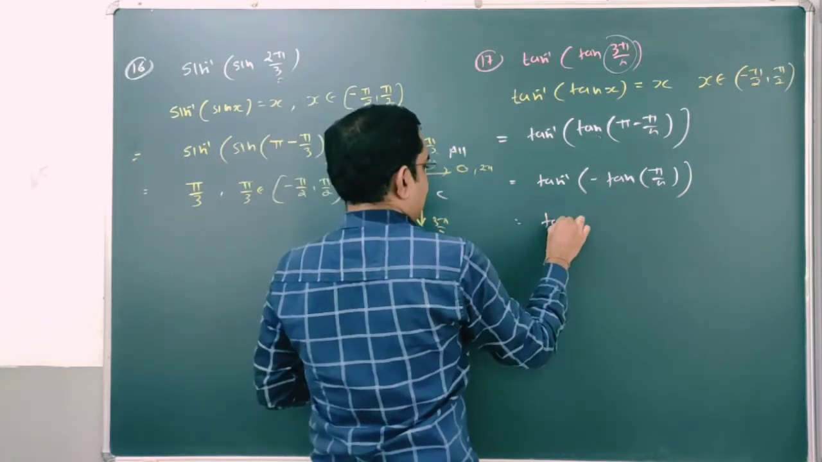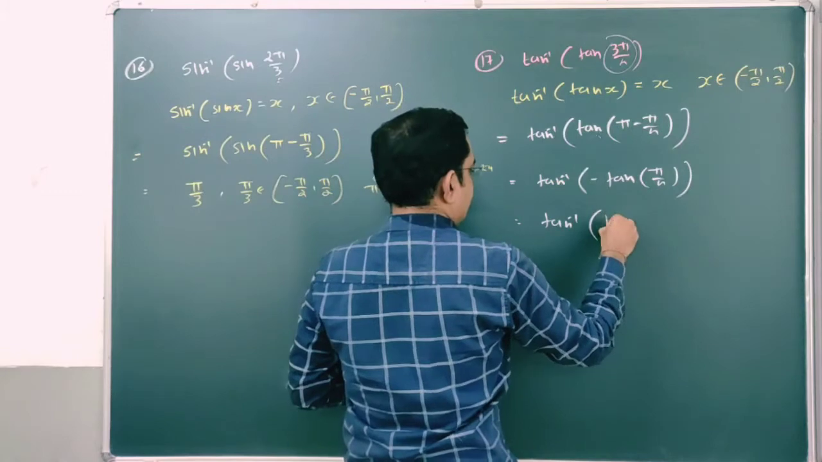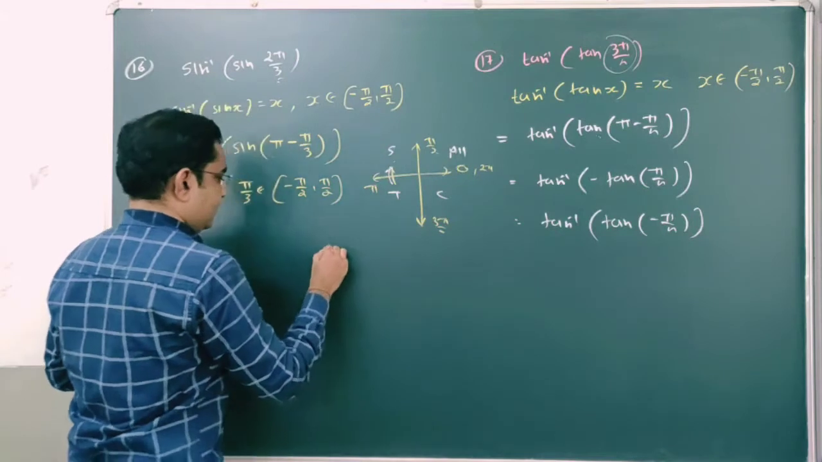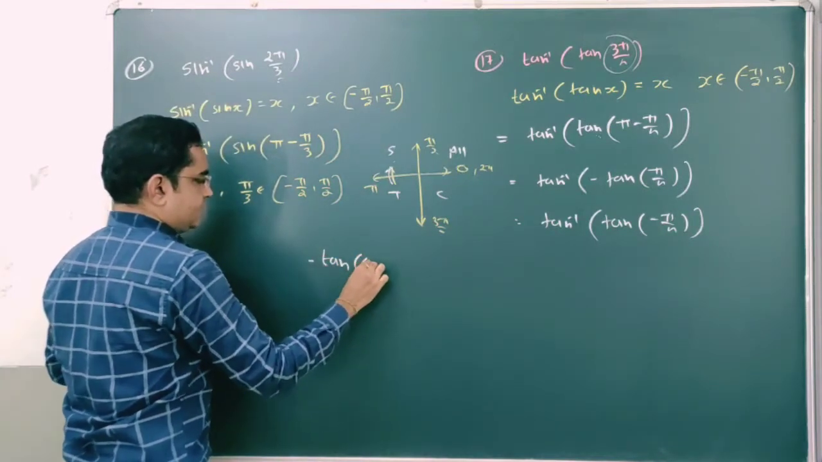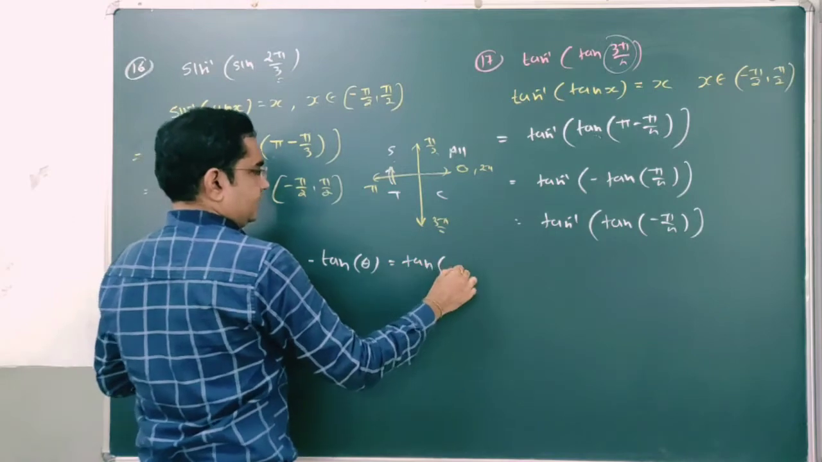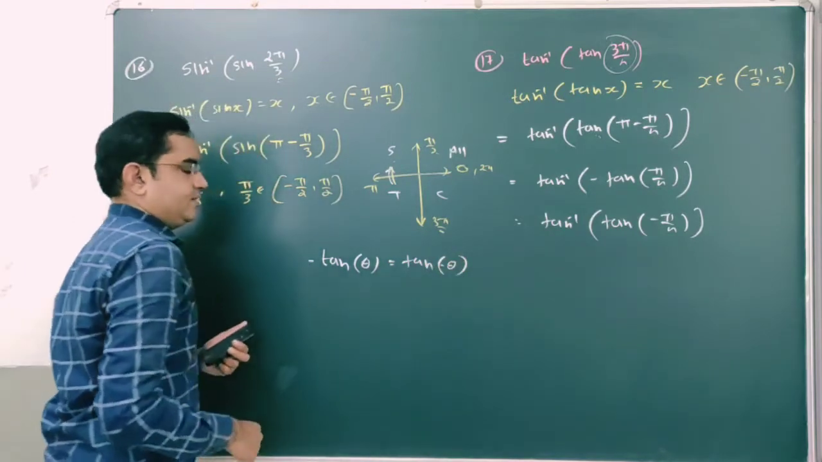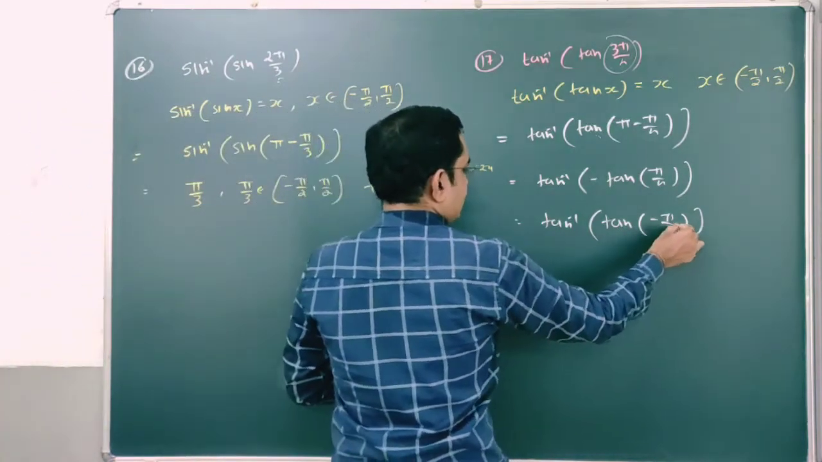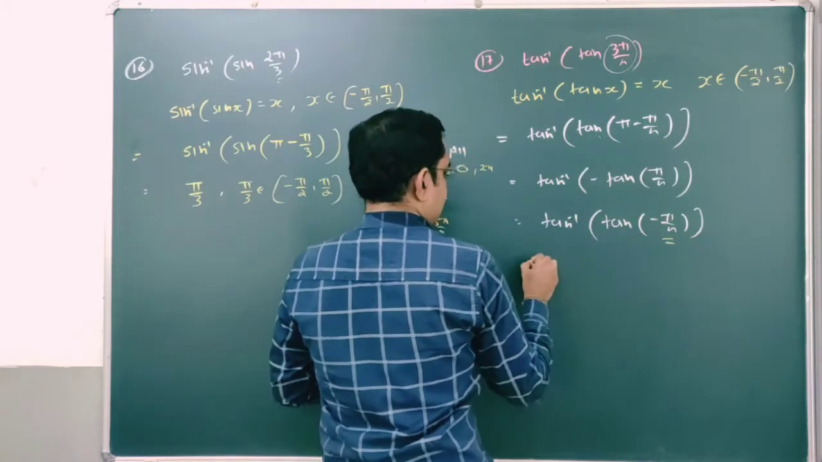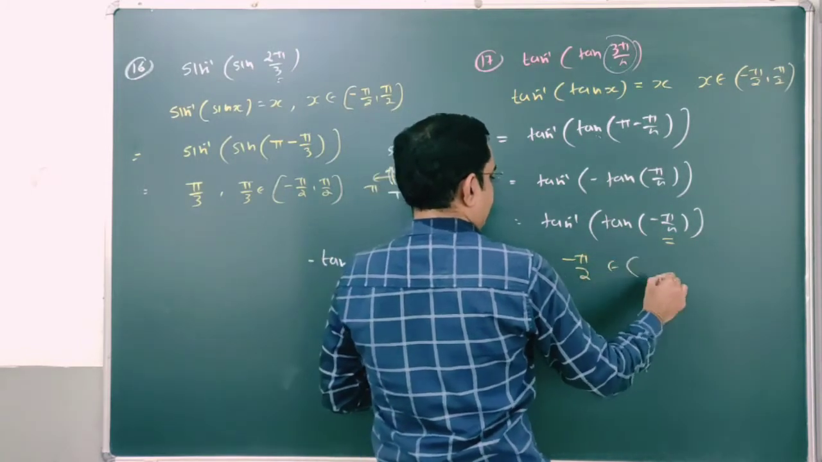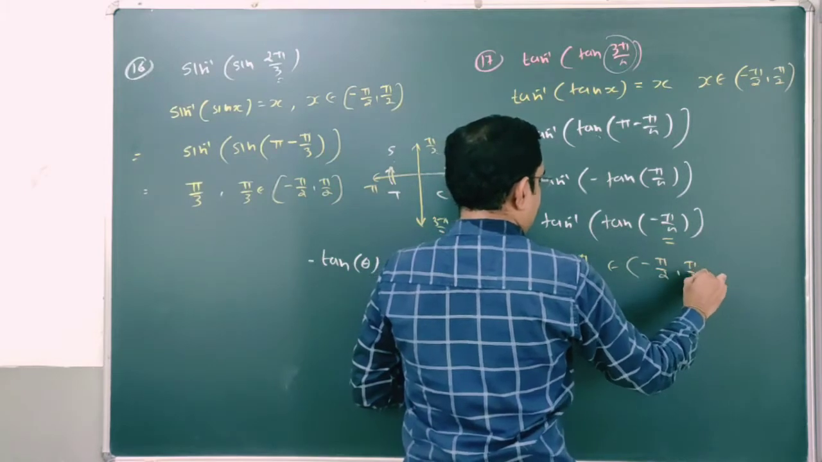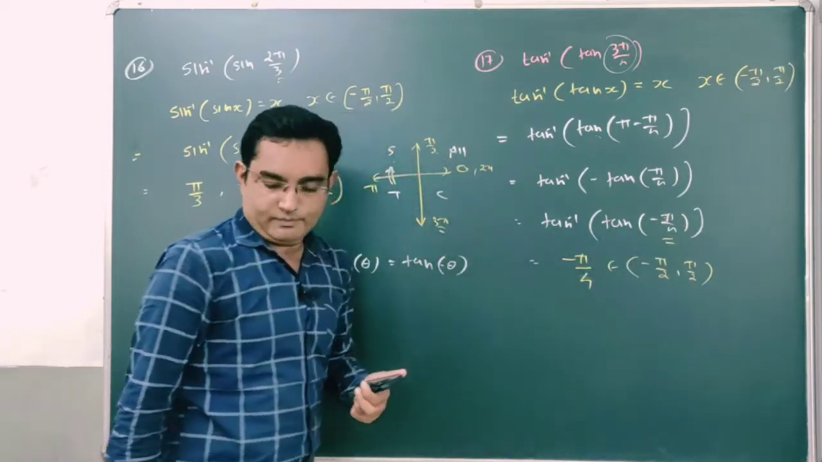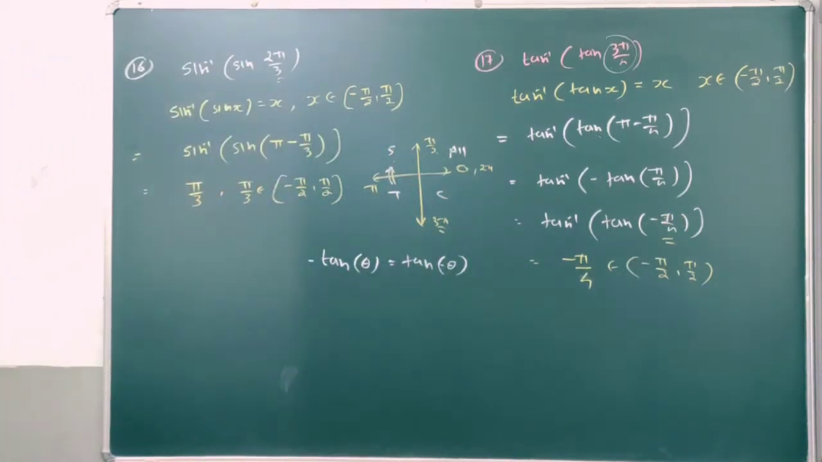And therefore we can write this as tan inverse of minus tan pi by 4 as tan inverse tan of minus pi by 4, because we know another property: minus tan theta is equal to tan of minus theta, because tan is an odd function. So taking this minus sign with this angle, now we have tan inverse tan theta, which is in the principal range of tan inverse, that is the open interval minus pi by 2 to plus pi by 2. So our answer is minus pi by 4. Tan inverse tan minus pi by 4 equal to minus pi by 4. Done.